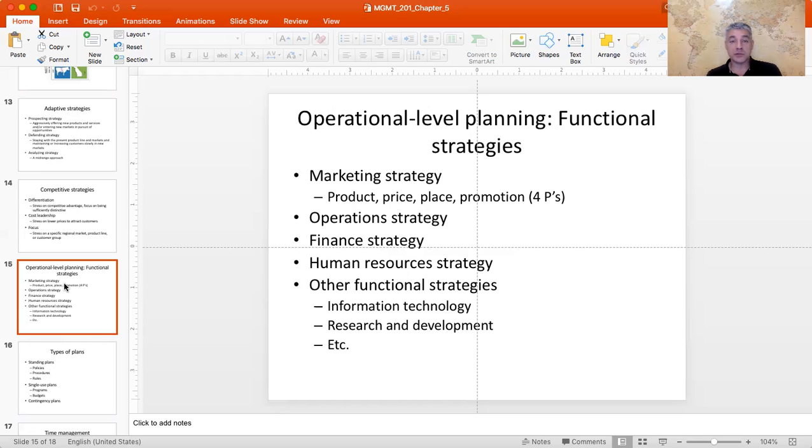Operation strategy would have to do with your logistics and specifically the layout of the facility. We'll talk about some of that towards the very end of the semester, so we'll revisit it. Finance strategies, obviously, has to do with where you get the money, how much of it is your equity, how much of it is borrowed.